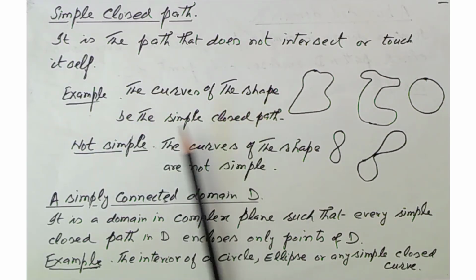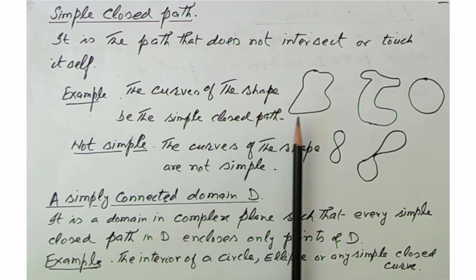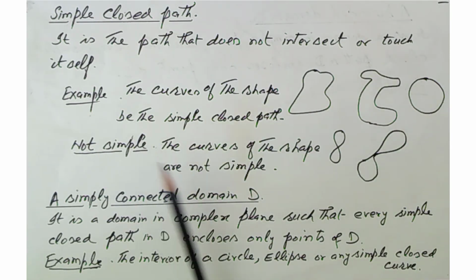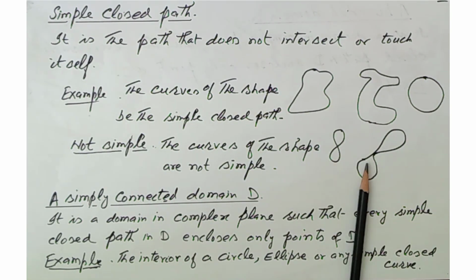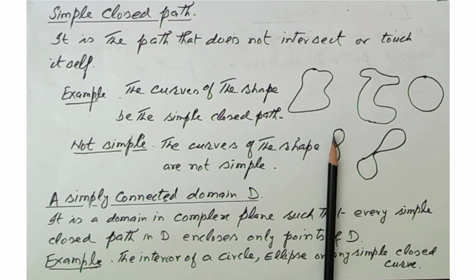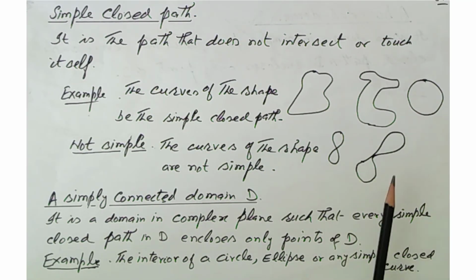The curves of the shape are simple closed paths. These are the shapes of the simple closed path. And these are two shapes of the not simple closed path, because this curve intersects at this point and this curve touches at this point.